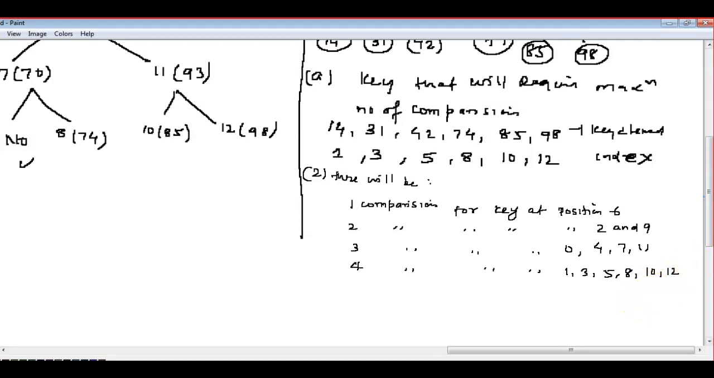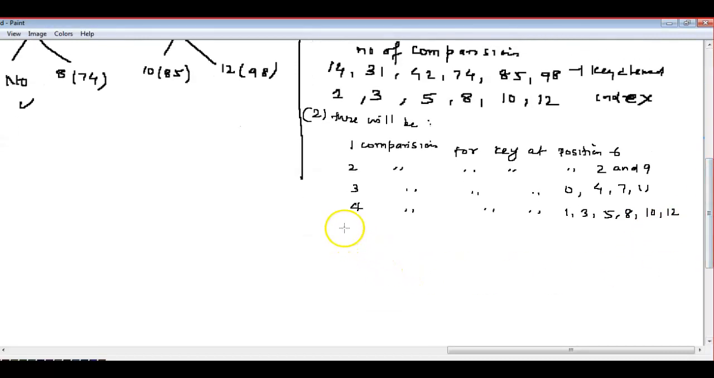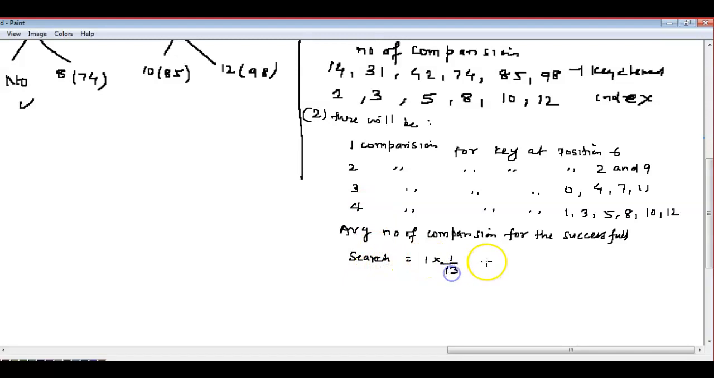Okay. So the average number of comparison for the successful search is equal to, here first comparison is there, right? And total element is how much? 13. So you can write it here 1 into 1 by 13 plus 2 into, how many elements is there?